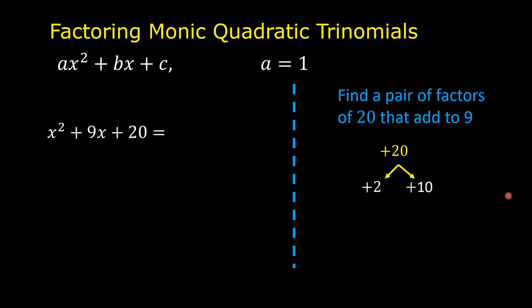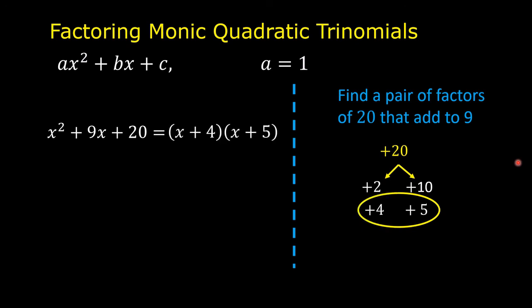Let us try another pair of factors. Positive 4, positive 5. Positive 4 times positive 5 is positive 20. Let us try to add them. Positive 4, positive 5, positive 9. So choose positive 4 and positive 5. This means the factors are x plus 4 and x plus 5. So our answer, the quantity x plus 4 times the quantity x plus 5.